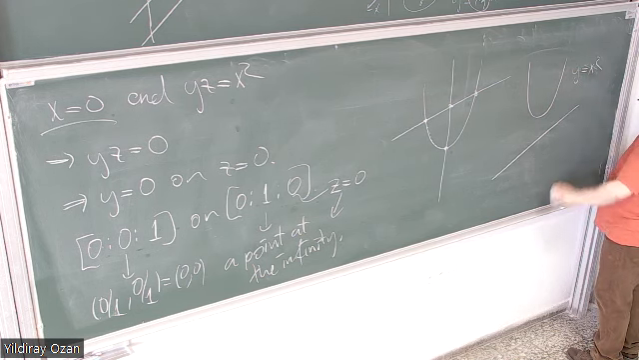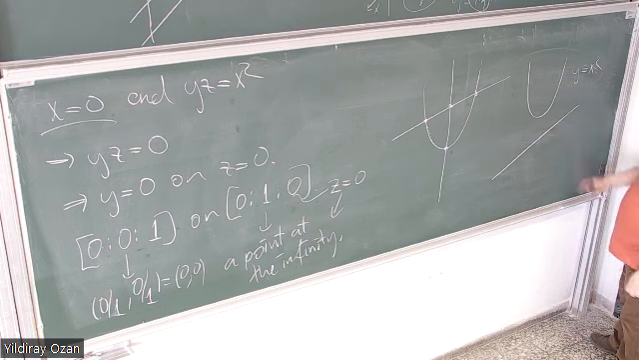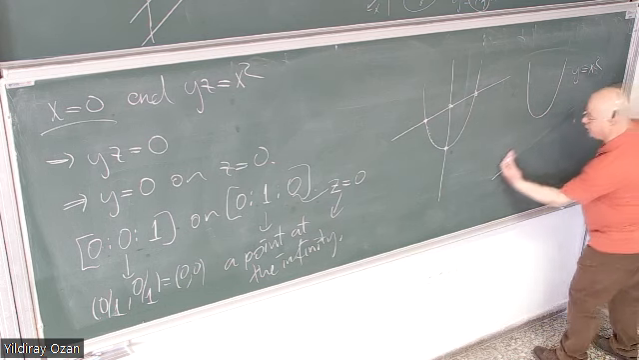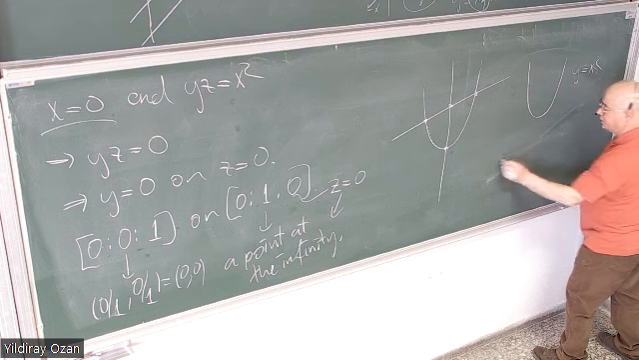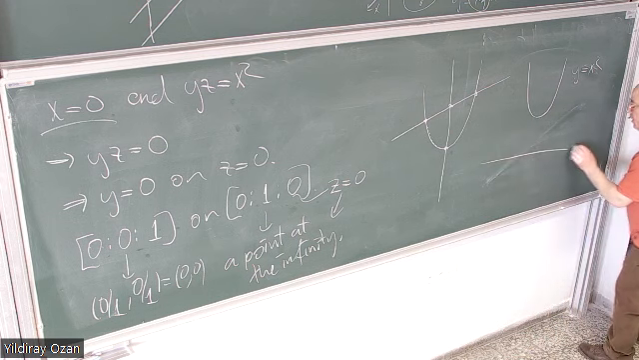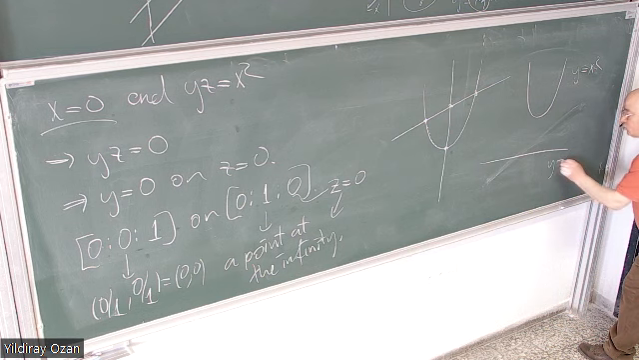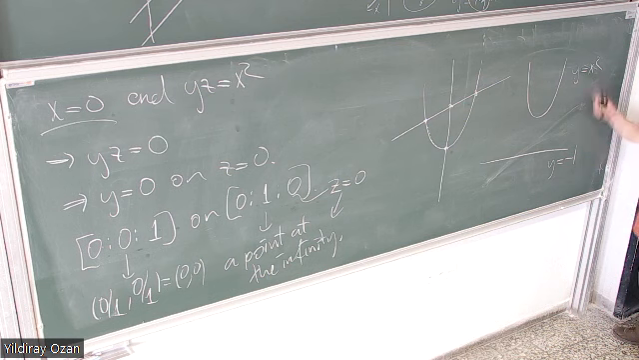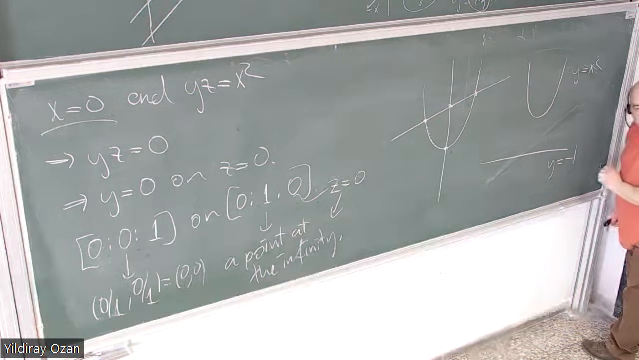And let's choose a line. Which line? Let's say it doesn't intersect this one. Let's say y equals minus one, right? y equals minus one. They do not intersect in the real world, but they intersect in the complex world.